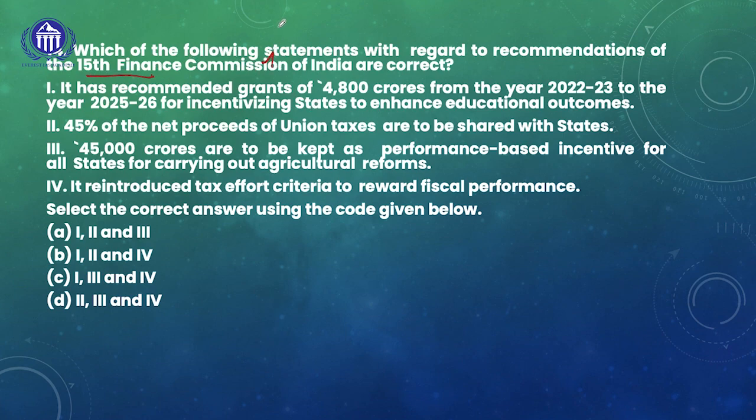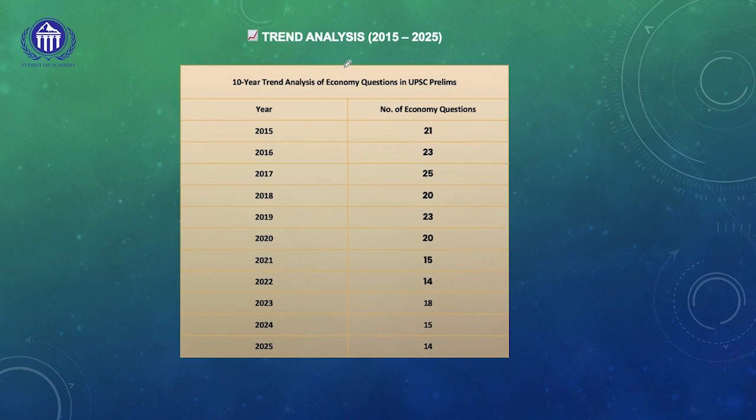This Finance Commission recommendation is a very important theme of the UPSC preliminary examination, which they have asked multiple times in the exam. Now let us look at the trend analysis of economic questions in the last 10 years. If you look at the questions, the minimum number of questions is 14 only, that has been asked this year. Another year is 2022, they have asked 14 questions. But the maximum number of questions they have asked was in 2017, almost 25 questions.